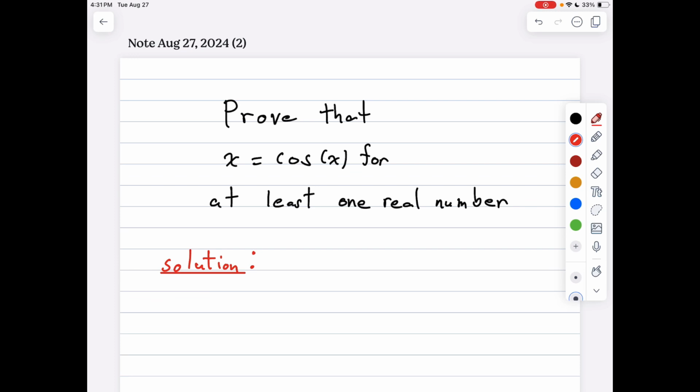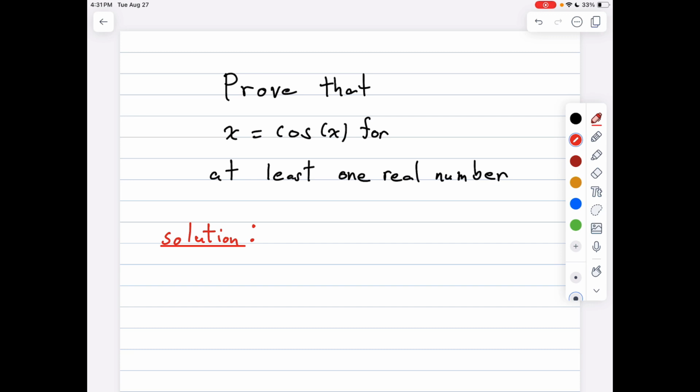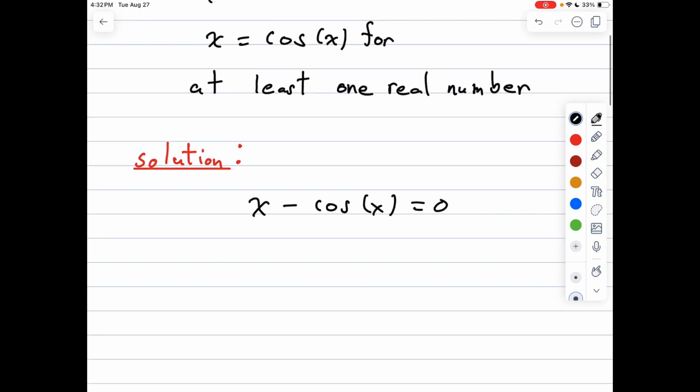All right, so we're going to involve functions here to start out with, and I need to work with a function first of all. And here's what I'm going to do. I'm going to take that equation, and I'm going to subtract cosine of x from both sides. So x equals cosine x, you subtract cosine x, this is what you get. So one side is equal to 0. And what I'm going to do is this, I'm going to let f of x equal this function, x minus cosine of x.